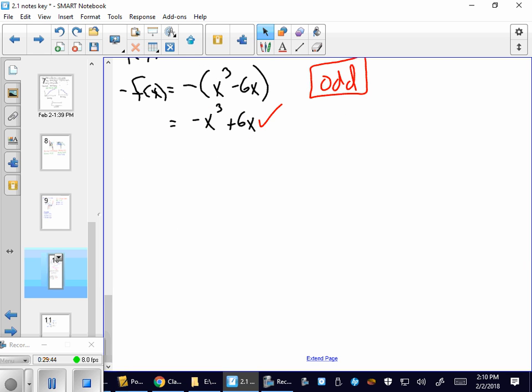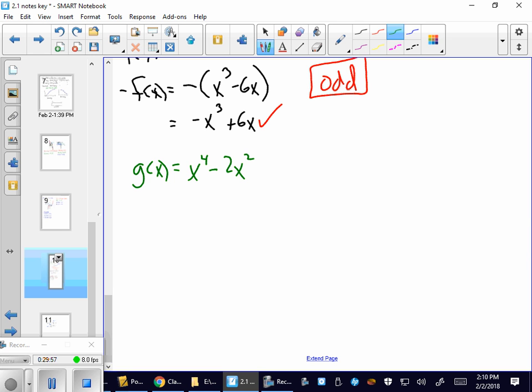Let's go through another example. So we'll say that g of x is x to the fourth minus 2x squared. So let's test for even first. It's always the first one I do. So f of x would have to equal f of negative x, or g of x in this case.